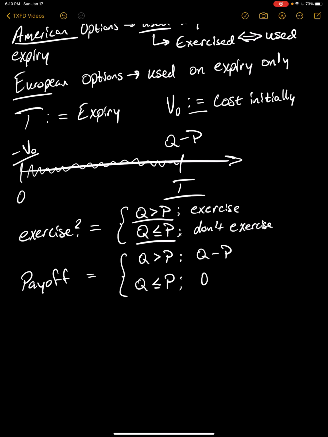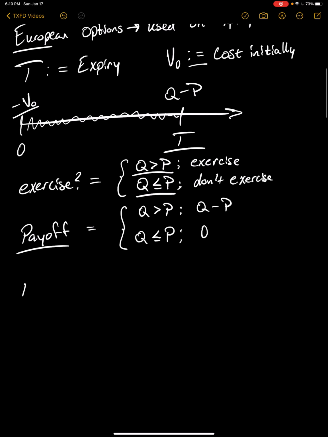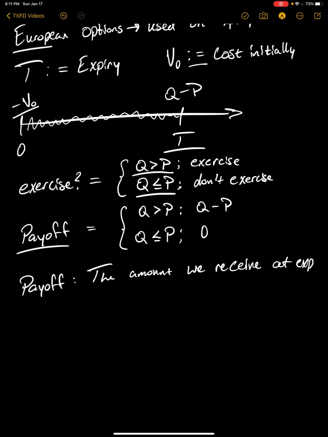So our payoff is what? So then this kind of intuitively explains payoff as, we'll define it here in English, is that the payoff is the amount we receive at expiry.